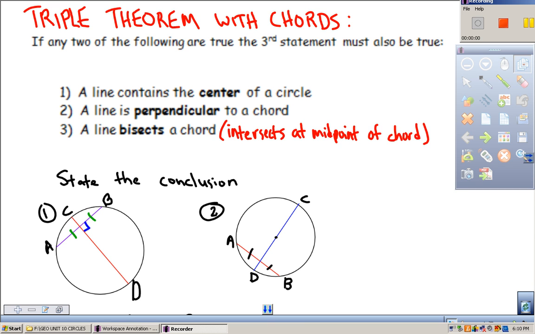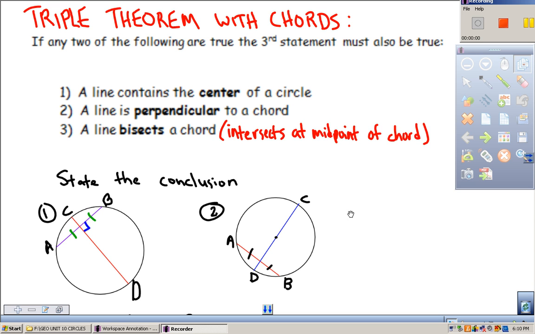So here comes the test. Once you've written the three statements down, I want you to just look, listen, and learn. We're going to state the conclusion. Now if you want to draw these diagrams out, you can. Or you could just look, listen, and learn. Let's check out the first one.